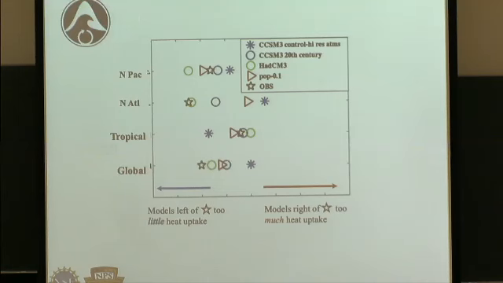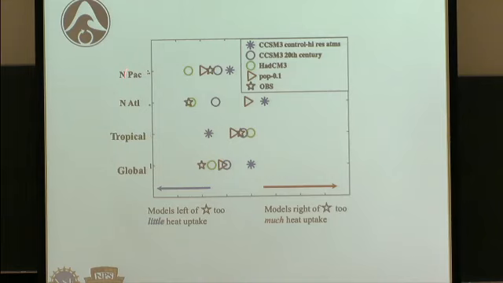So this plot just summarizes the information, and you can think of it as heat uptake in the model. The observations are represented by the stars here. I've looked at the global quantity, the tropical ocean, the North Atlantic, and then the North Pacific.